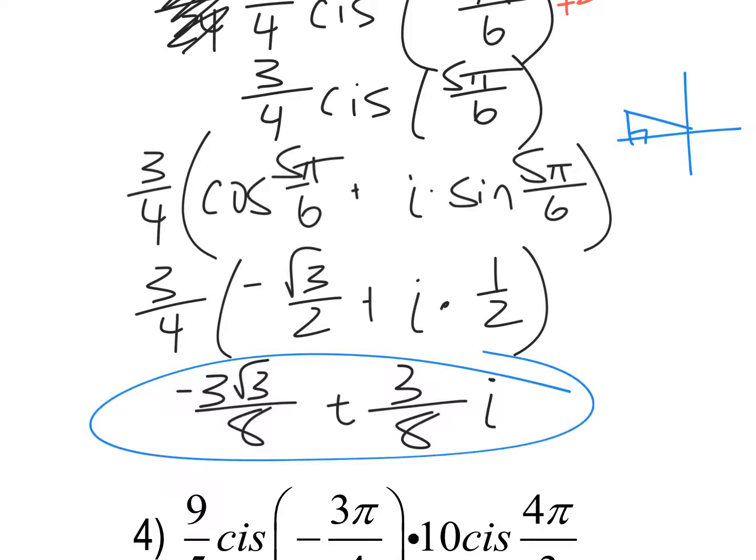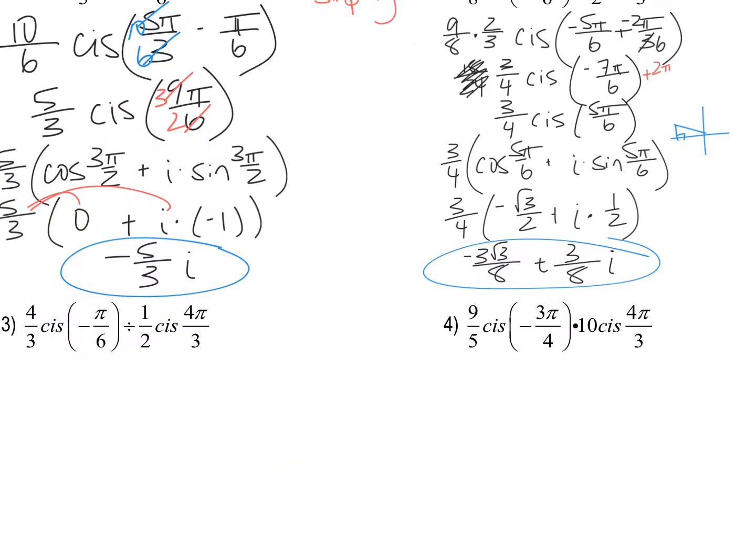So again, remember when you multiply fractions, you do top times top and bottom times bottom. That's how I got 3 radical 3 over 8 here. And then 3 times 1 is 3, 4 times 2 is 8, and don't forget to leave your i there, okay? Let's go down to, let's see, number 3.